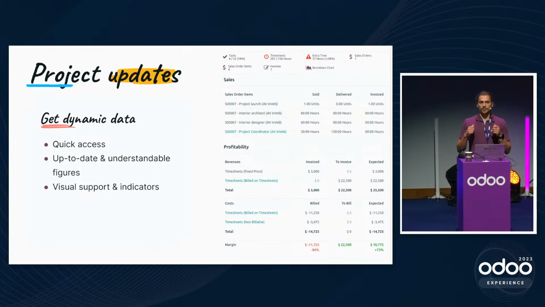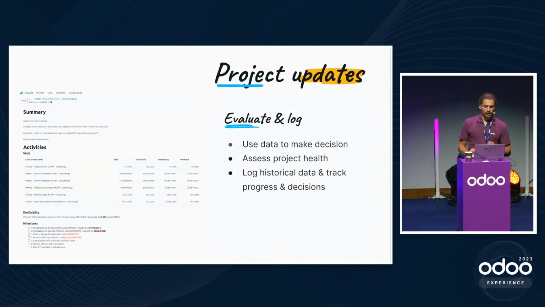Eventually, I want it to be visual. I want to have some visual support. Whenever something is going wrong, I want to be able to spot it directly. That's what the right side that you can see on the screen here of the project updates will provide you with. On the other hand, I want to be able to use that data to make decisions. I want to be able to assess my project health and then have a history of it. So whenever I want to go back in my project, I can know why I made some decisions and how I made them. But enough talking of what it is, and let's go into a real use case.